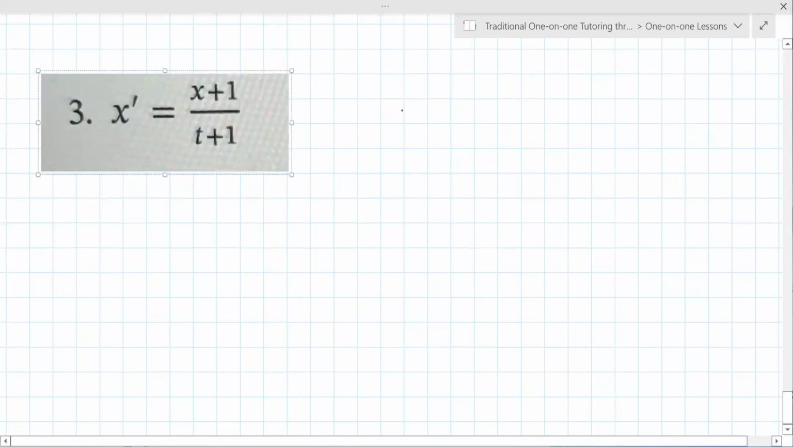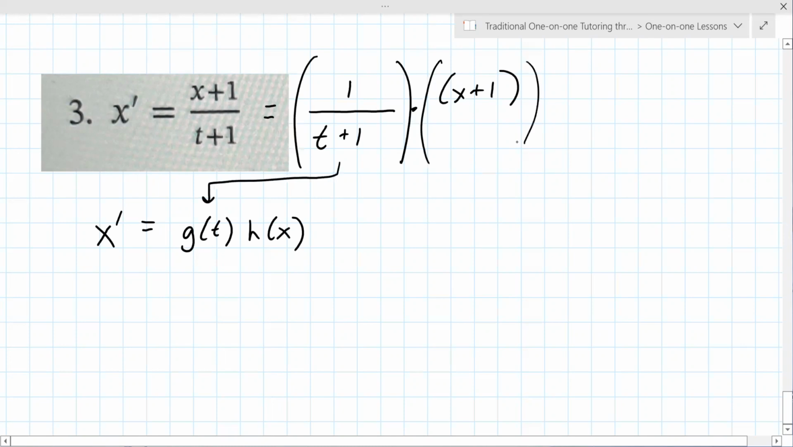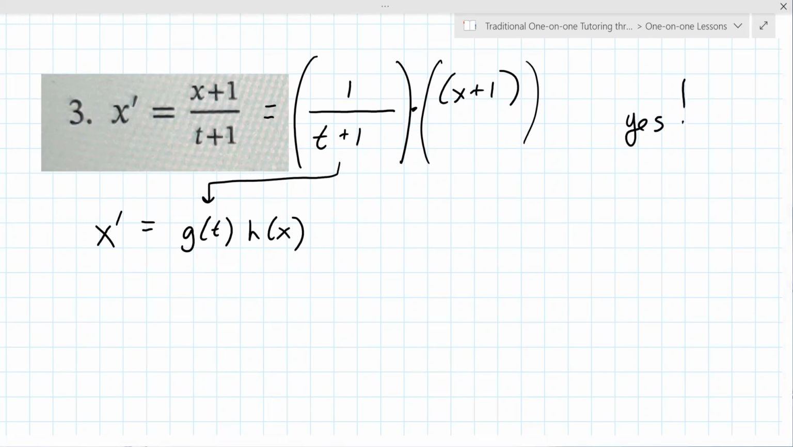We really want this to look like the form g of t times h of x. So in terms of what that is on the right here, I can make this 1 over t plus 1 times x plus 1. All of this in parentheses is the g of t, and all of this over here is your h of x. It's simpler than I thought. So yes, this is separable. Okay, let's look at 4. 4 is kind of the same now.